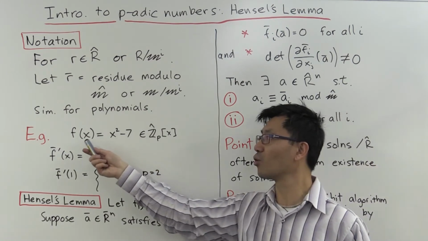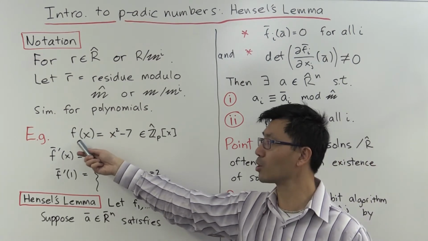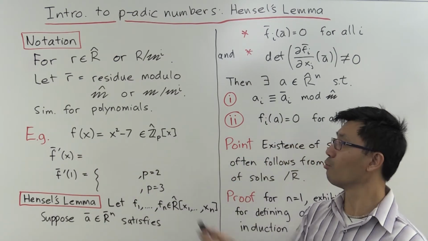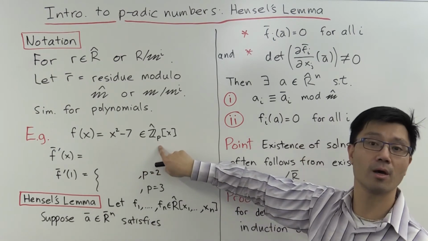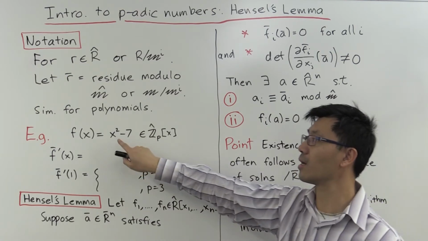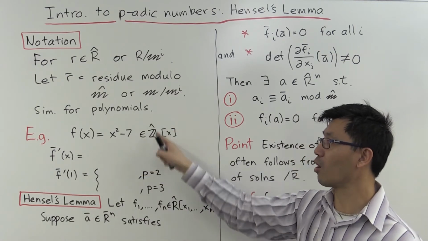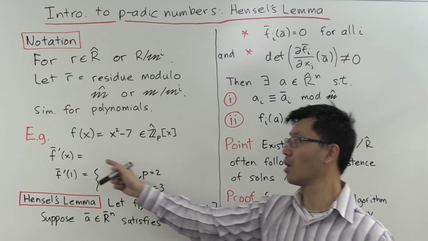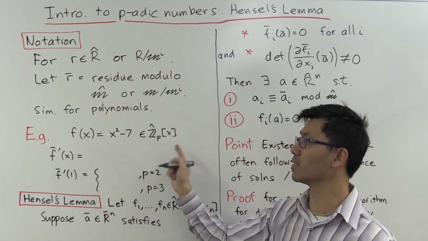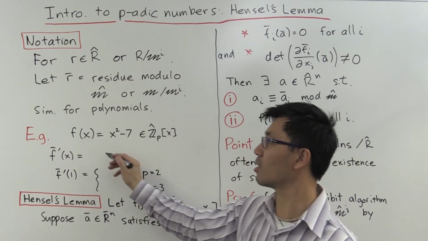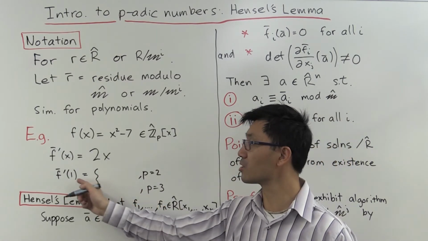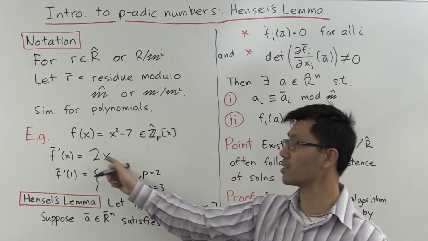Okay, so let's have a little look at an example. Suppose we consider the polynomial f of x equals x squared minus 7. Remember, the integers sit inside all the rings of p-adic integers, so you can think of this also as an element of Z hat p. And so this is a polynomial with coefficients in Z hat p as well. We can look modulo the maximal ideal p, and then take the derivative. So here it will be just 2x. And we can also substitute numbers in there. So I could substitute, for example, 1 in there. So this gives me 2.